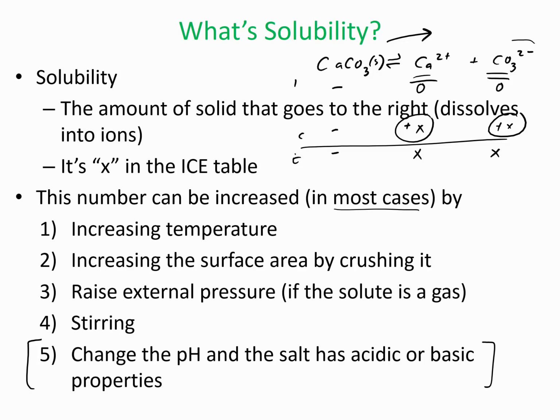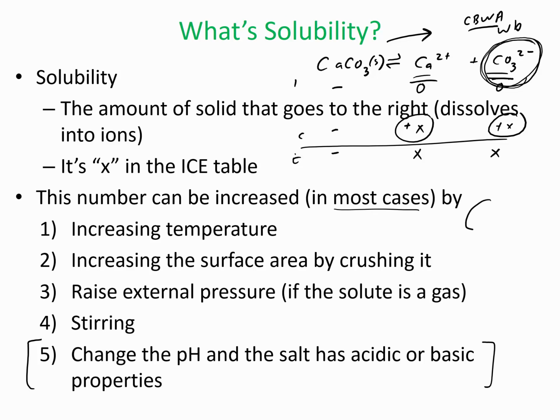So as we know, this is actually a weak base. It's the conjugate of carbonic acid. So this is the conjugate base of a weak acid, the carbonate ion. So if you adjust the pH of this solution, you could actually get more of it to dissolve.